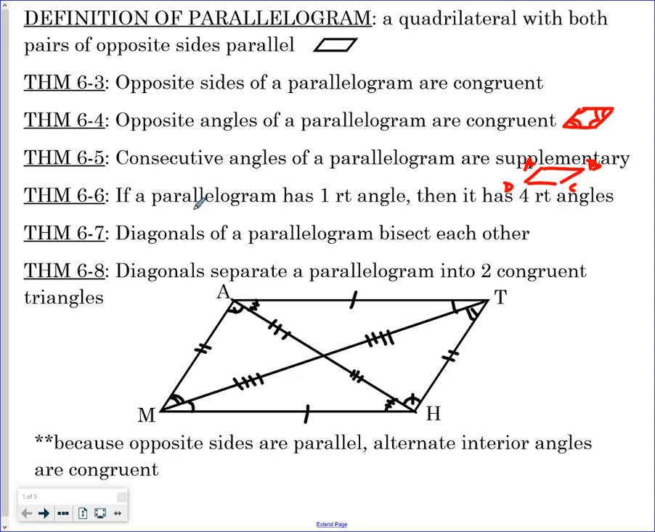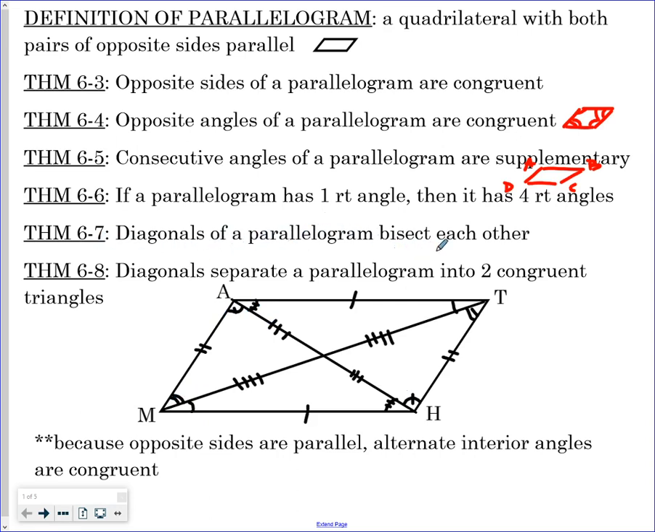Or backwards, either way, clockwise or counterclockwise. Okay? 6.6, if a parallelogram has 1 right angle, then it has 4 right angles. That makes sense, right? Because if this one, let's say angle T, is a right angle, it's 90. Then angle M is congruent, so it's 90. Then these are supplementary, so it's 90. Then these are congruent, so it's 90. If one of them's right, they're all right. Does that make sense? Okay.